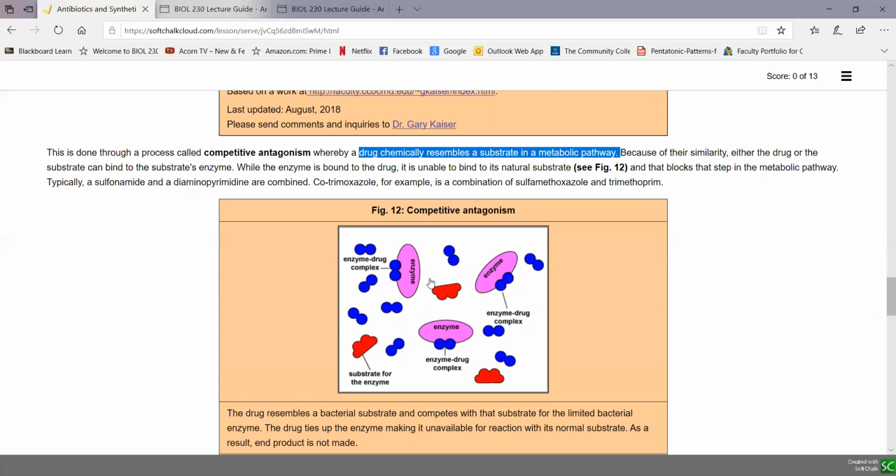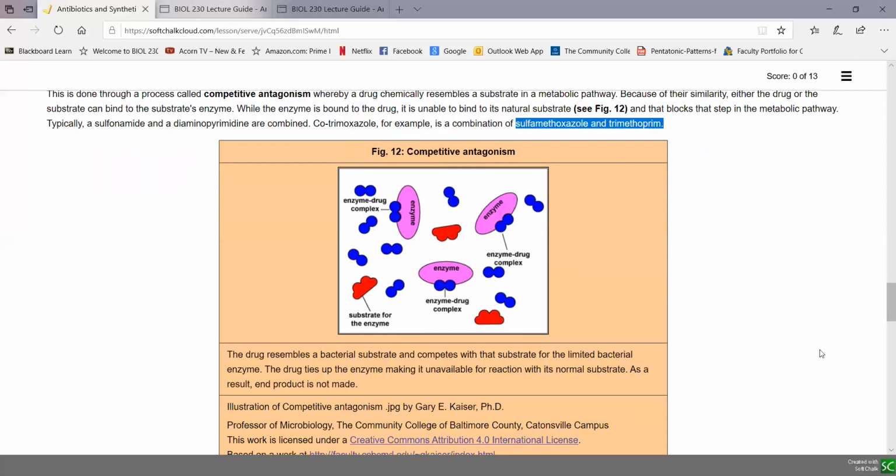And remember, enzymes are present in cells in small amounts. So if you have enough drug inside the bacterium, you can tie up all the enzyme, and that prevents the substrate from attaching, and that blocks the chemical reaction. But the drug's competing with the substrate for the limited enzyme. And again, that's how sulfamethoxazole and trimethoprim work.